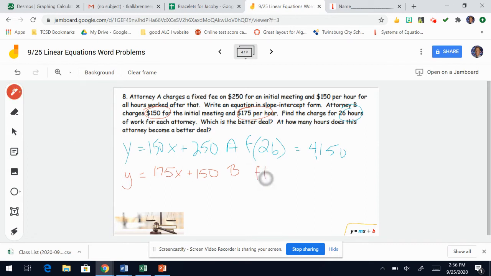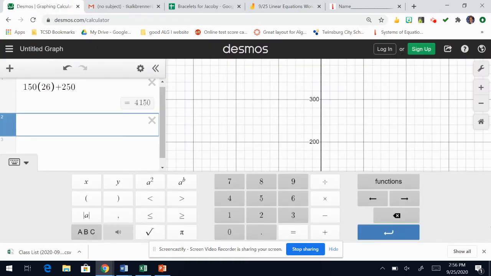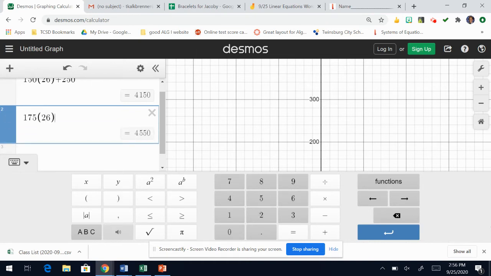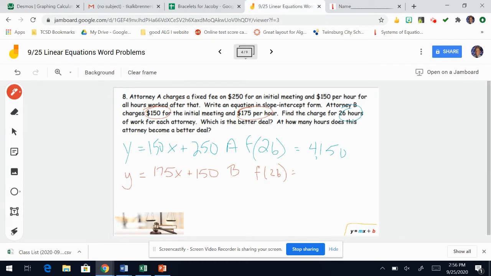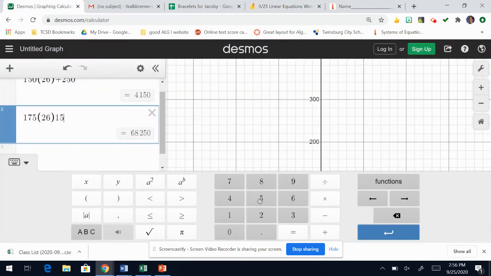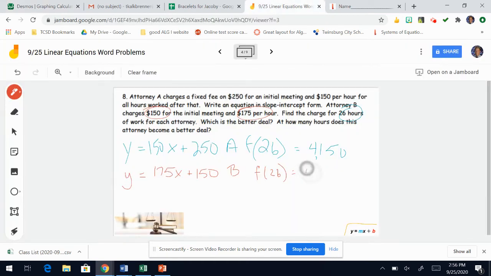And then f of 26 for this equation gets me, and we're just going to manipulate here. It was 175 per hour. I'm going to, again, instead of x, put my 26, and their initial cost, can't remember, was 150. It would help if I did that correctly. Add 150 here, and it's $4,700. So who's cheaper? You would probably go with, hopefully, attorney A because that one's cheaper.